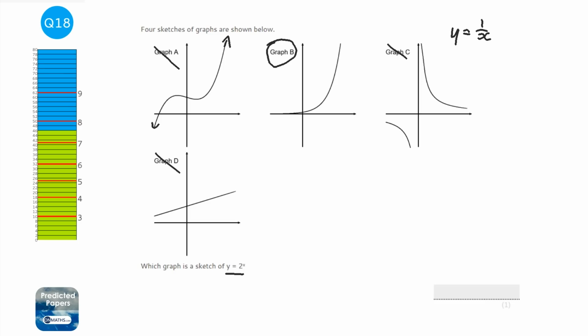Now, the way of realising it's an exponential is that it kind of grows forever. So it starts off at a point. On this one, technically, if you went to the left far enough, like infinitely far enough, you'd hit the x-axis, and then it goes up and up, and then at this point here, it hits 1, because anything to the power of 0, when x is 0, is going to be 1, and then it just shoots off upwards. So it's going to be graph B.